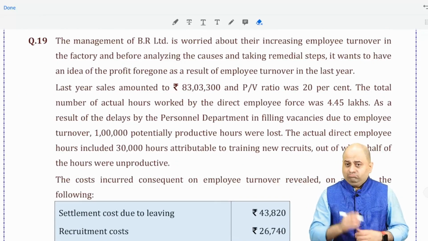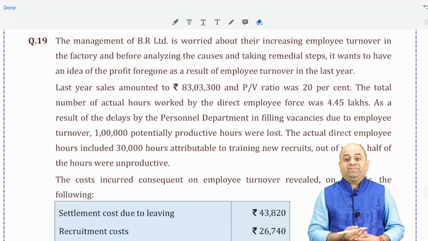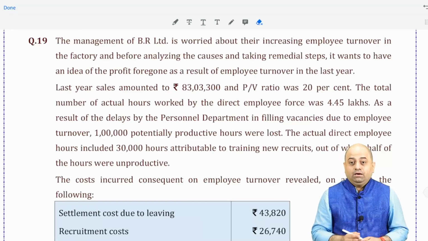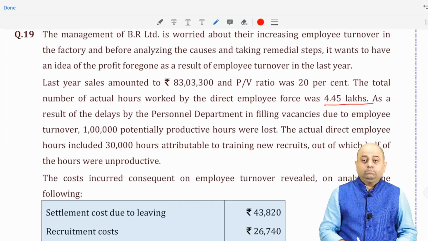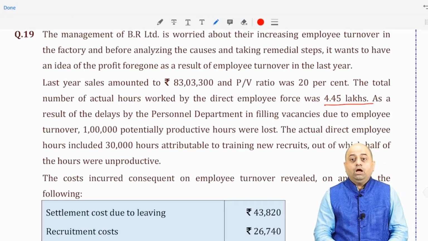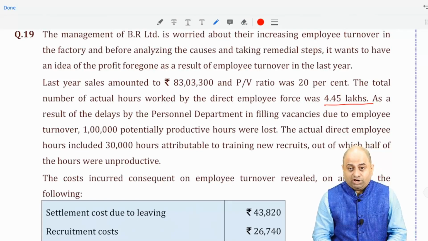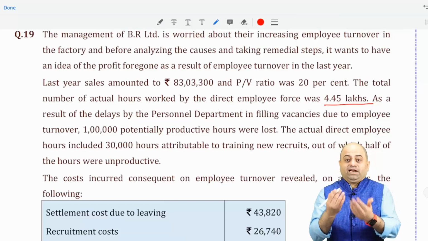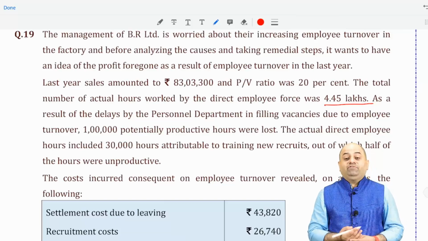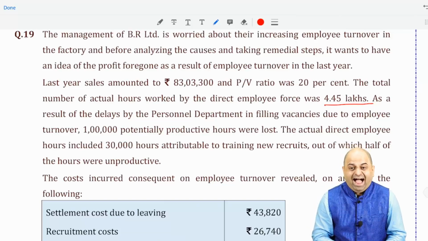Very important question, multiple times they have asked it in the paper. What we need to do is this: they have given 4,45,000 hours in all. 30,000 training hours are given. We are told that half of the hours are unproductive. So we will take half of that, that is 15,000, and subtract it from 4,45,000, and we come to know that 4,30,000 are productive hours.